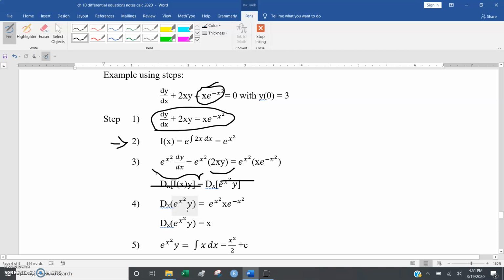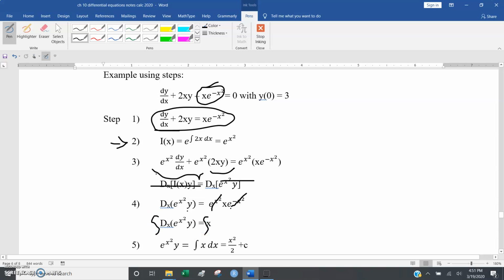Now we have the second side, or the right side of our equation. We simplify this. We know that e^(x²) times e^(-x²) is just 1, so that is canceling out, giving us x. Once we have simplified our equation, you take the integral of both sides.